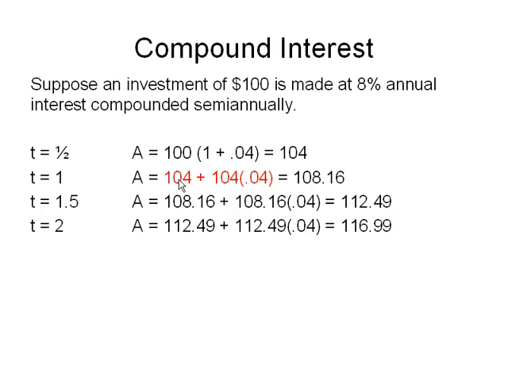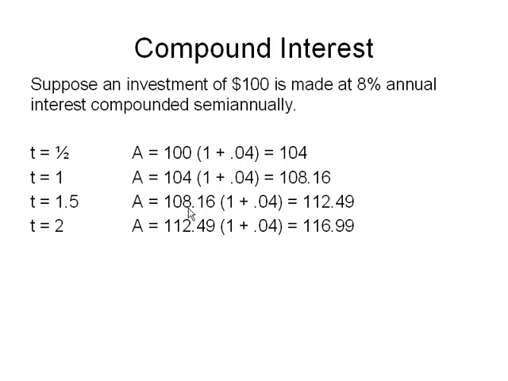If I do the same thing to the next term, I'll notice that both terms there have 104 in them. So when I factor out the 104, I get 104 times 1 plus 0.04. Do the same thing for the next one. We get 108.16 times 1 plus 0.04 and 112.49 times 1 plus 0.04.